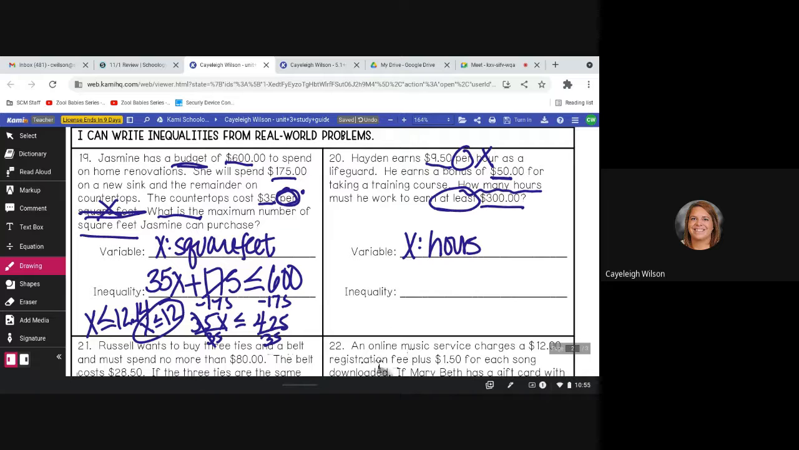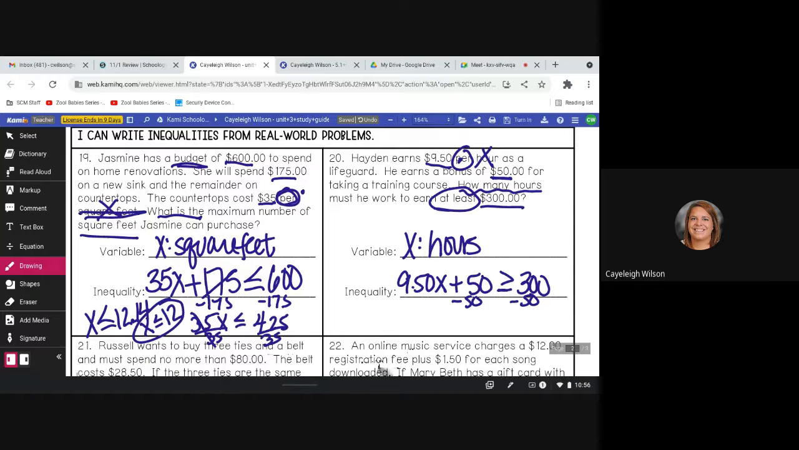So we said per is multiplication. So 9.50X, and he gets $50. So his hourly rate plus the $50, and he wants to earn at least 300. So at least 300, it means 300 or more. And then I solve that.